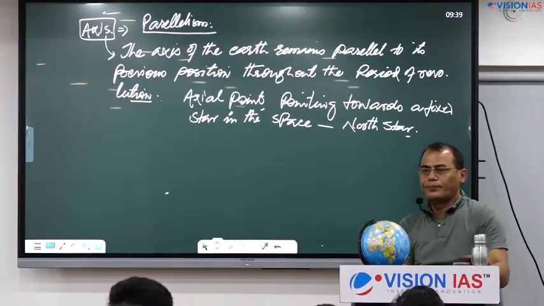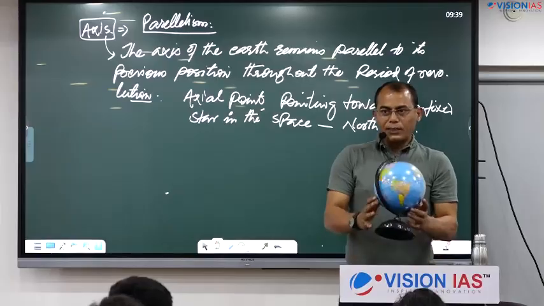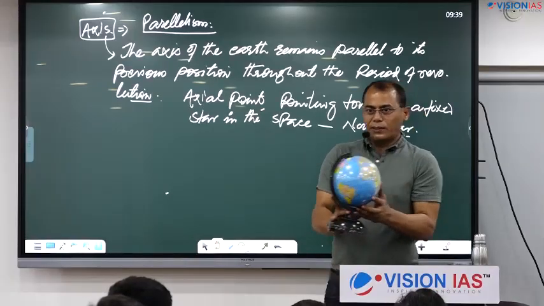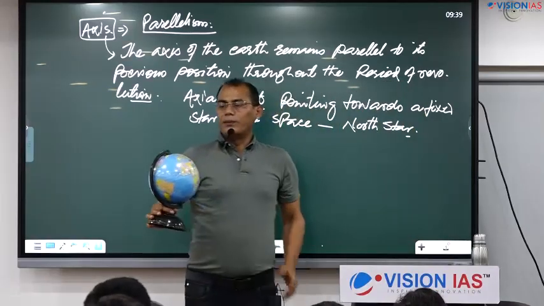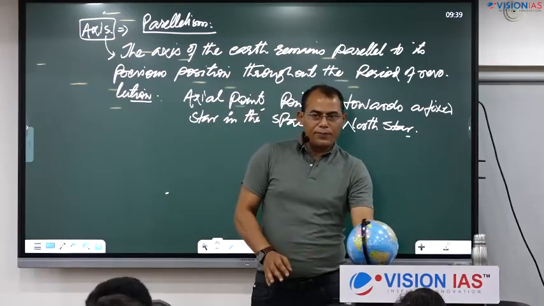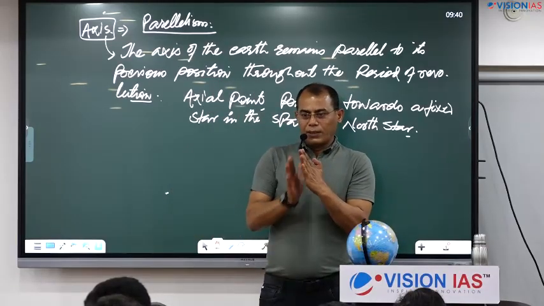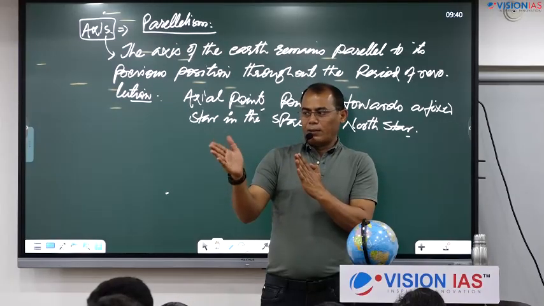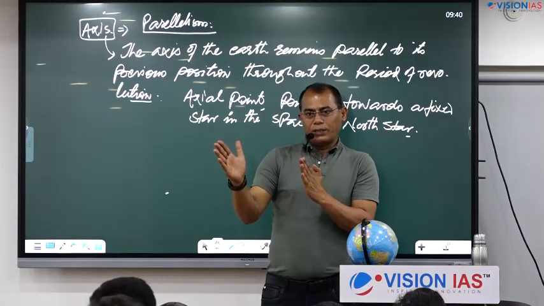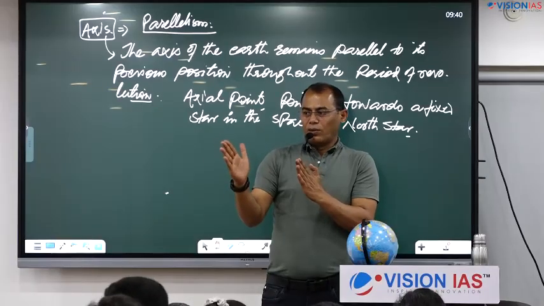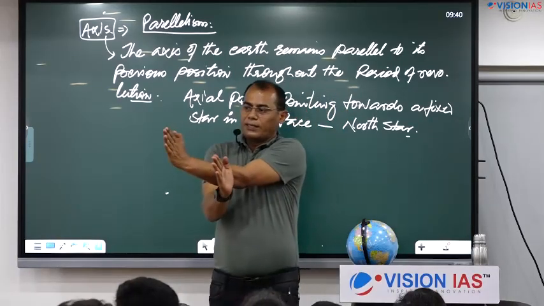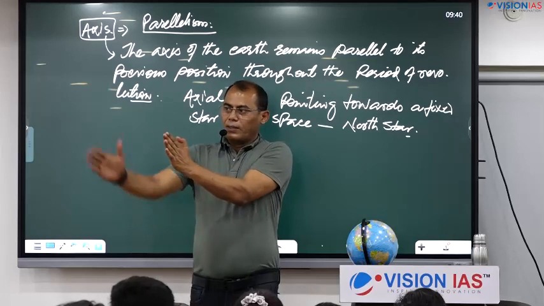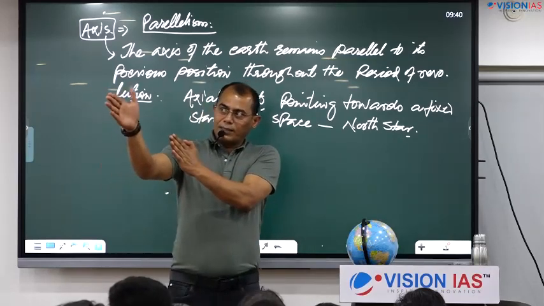Now what is it? Imagine this as a revolution. Imagine your head as the Sun and the Earth is revolving. Right now the axis is here. The next time when it is moving, it will be like this, parallel to its previous position. It will not be like this. It will always be parallel. Next time when it is there, it will be parallel.